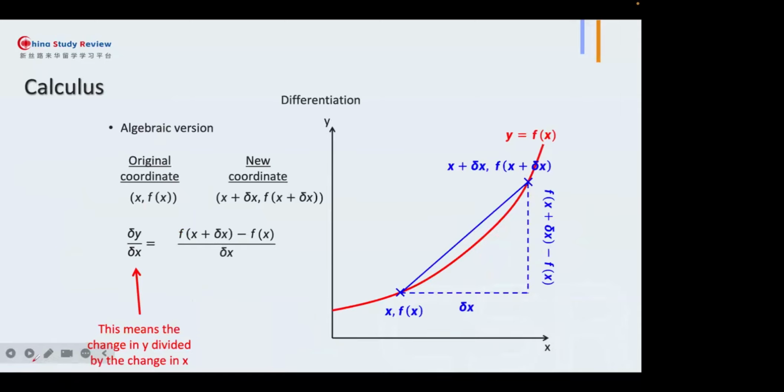Okay, and the next topic is calculus. For calculus, it's interesting, but you have to pay attention to differentiation, or let's say derivatives. So firstly, let's say we have a movement along your x-axis, which is delta x, right? And correspondingly, you have a movement along the y-axis, which is delta y. In this case, when delta y is over delta x, you will have the gradient.